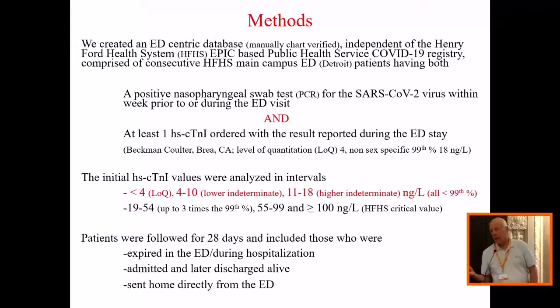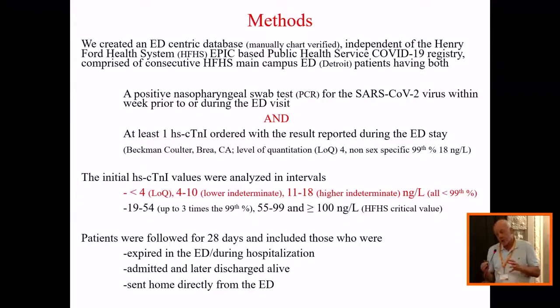We did this by creating our own database because we didn't trust the institutional one, because some of the data from the ER wasn't in that. We were interested in acute COVID, not chronic COVID. So you had to have a positive PCR test either at the visit when you came in or within the week prior to coming in. And then we looked at troponin levels and we used the Beckman high sensitivity assays because that's what we use at our institution.